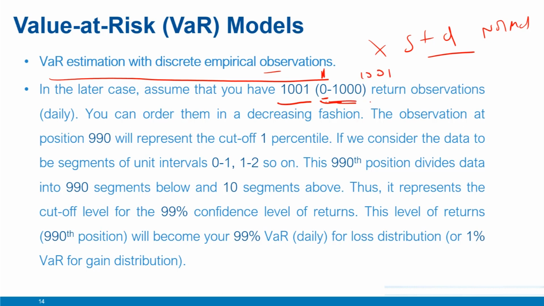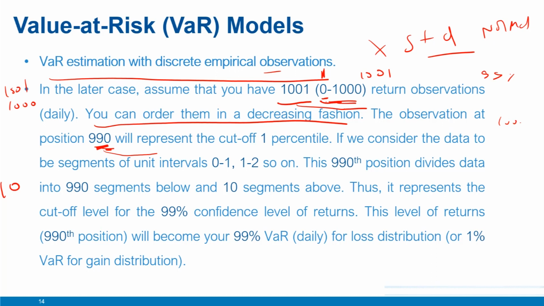Now let's say you are interested in a daily horizon. So these are daily return observations. The first thing you can do is order them in a decreasing fashion. So the maximum return is, let's say, observation number 1000, and the lowest return is observation number 0, or 1 to 1001, that you can also pick. In that case, the observation number 990 is a very important point here. Let's say I'm looking at the 99% cutoff or 99 percentile value. Then for observation number 990, you can think of the entire set as 1000 periods.